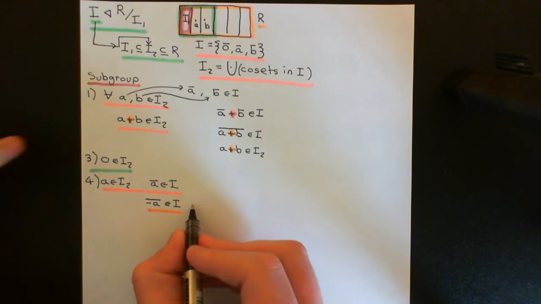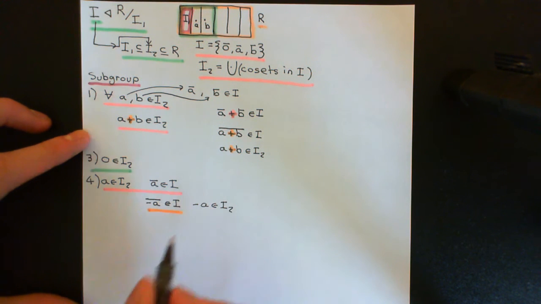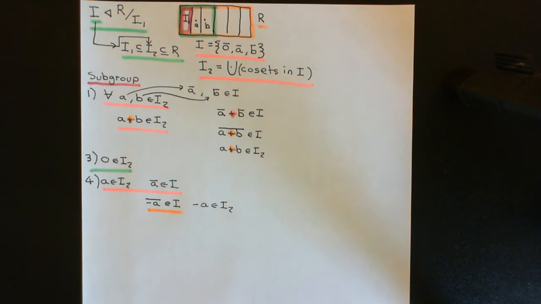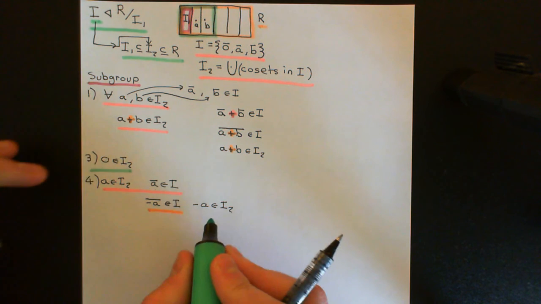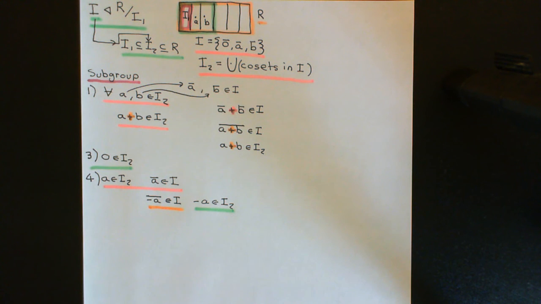That means that negative A would be an element of capital I2, because I2 is defined to be all of the elements that are in all of the cosets in the ideal capital I. So indeed it will be closed under additive inverses. We will have additive inverses. So this is all looking very good.